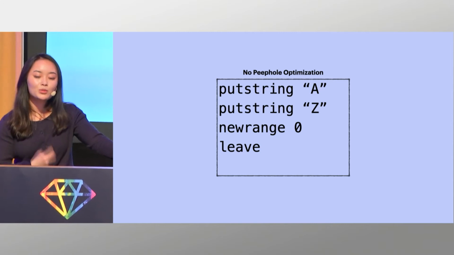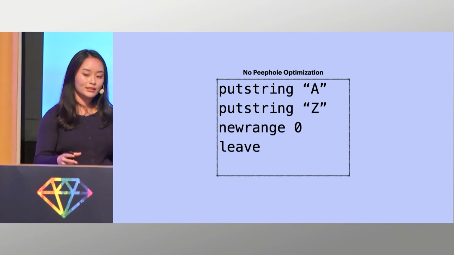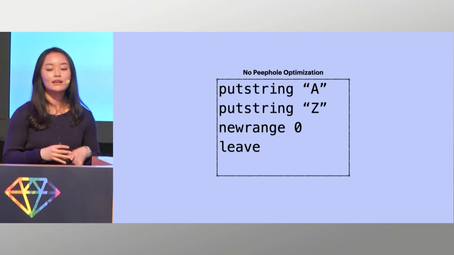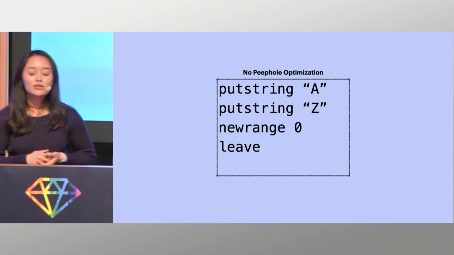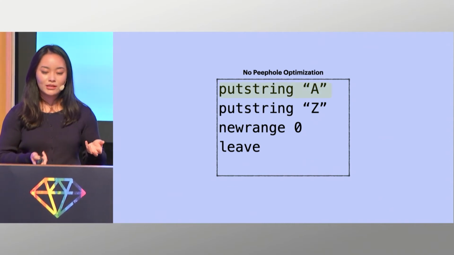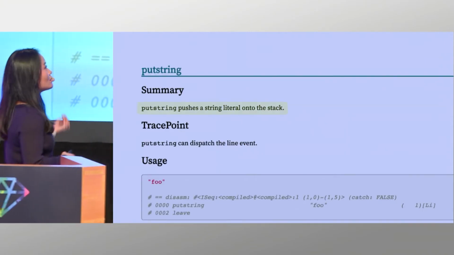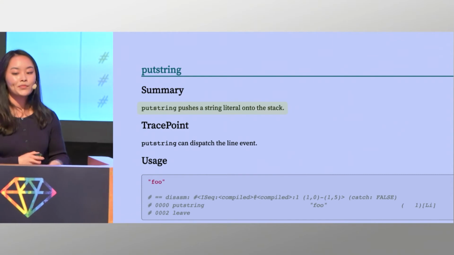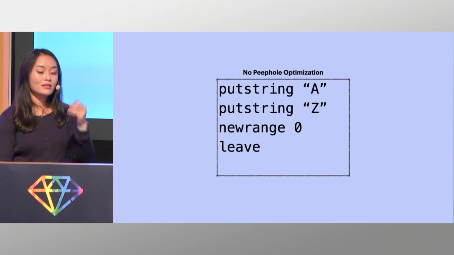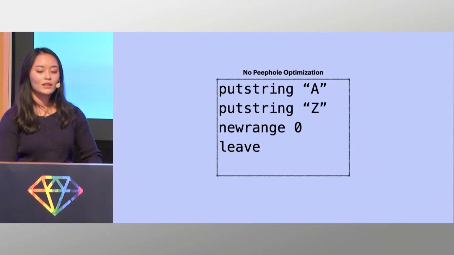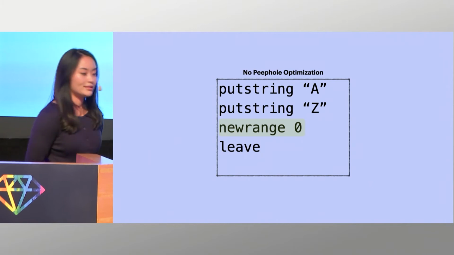So essentially, it is put string A, put string Z, new range with the argument 0, and we'll see what that means in just a second, and then we leave, which is the equivalent of returning. So the first instruction is put string A. Put string A essentially pushes a string literal onto the stack. Put string A pushes A, put string Z pushes Z. And the next one is new range with the argument 0.